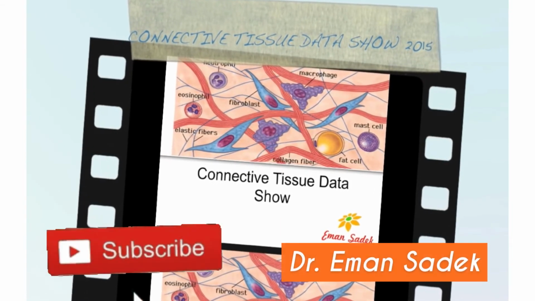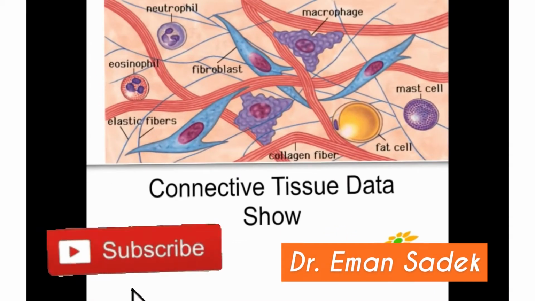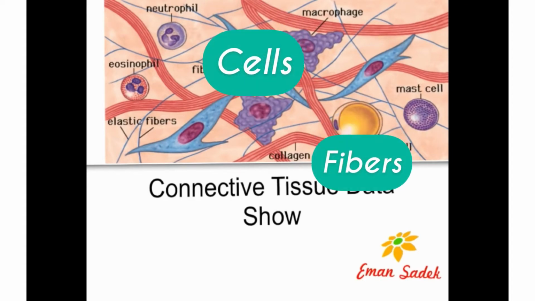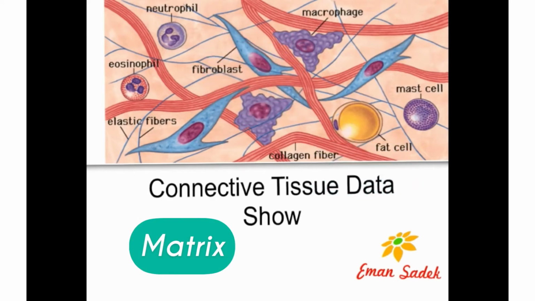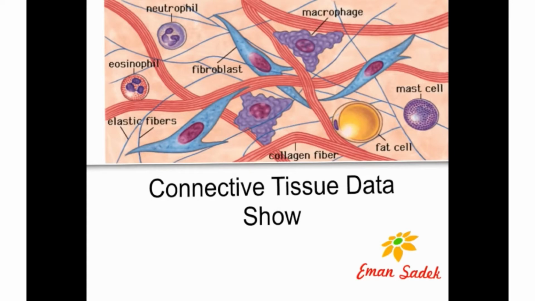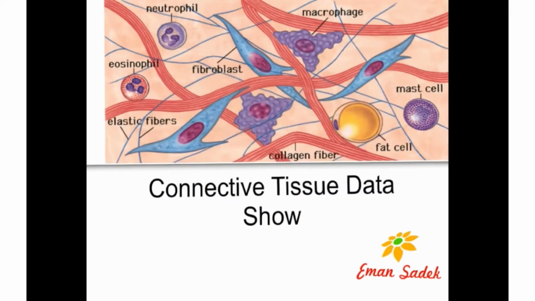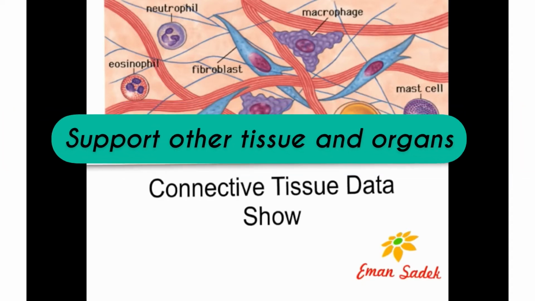First, you have to remember the general characters of the connective tissue. It is characterized by having cells, fibers, and matrix. The cells are widely separated from each other. The fibers are of three types: collagen, elastic, and reticular, and it is penetrated by blood vessels, nerves, and lymphatics. It originates from the mesoderm, and its function is to support the other tissues and organs.